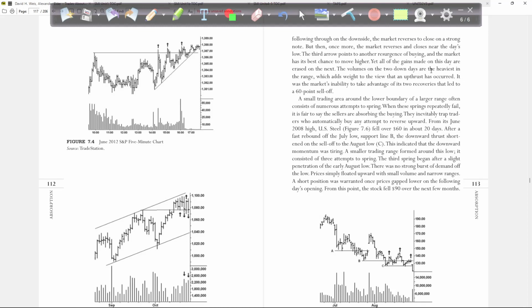The volumes on the two down days are the heaviest in the range, which adds weight to the view that an upthrust has occurred. It was the market's inability to take advantage of its two recoveries that led to a 16-point sell-off.